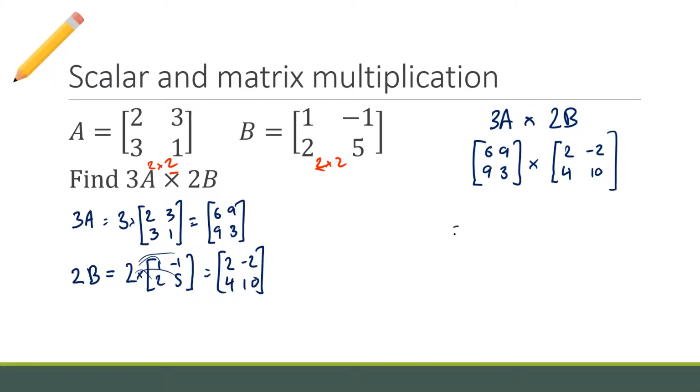I'm going to skip a couple of steps, and you'll see why in a sec. I'm going to jump to the second step down, and I'll explain what I mean by that. Let's do in red the rows times the columns. First row times the first column. Okay, 2 times 6 is 12.